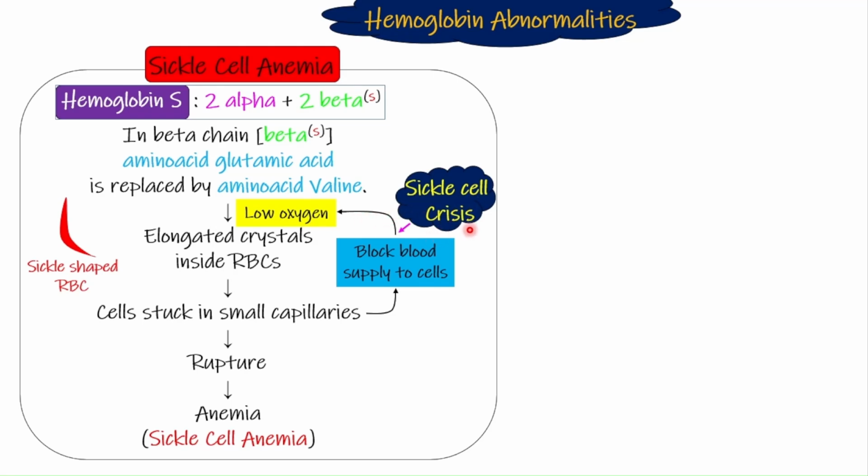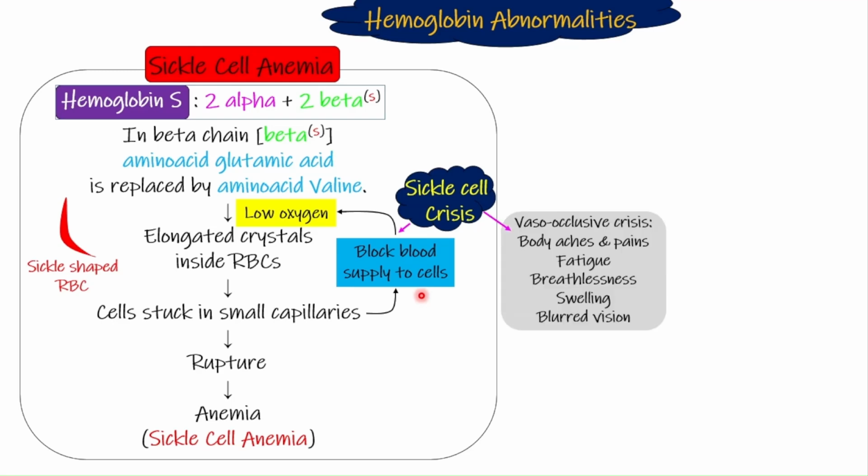So this condition is known as sickle cell crisis. Now in sickle cell crisis, there will be severe anemia, and there will be severe blockade of blood vessels. So this condition is also known as vaso-occlusive crisis. Vaso-occlusive, that is, the blood vessels are being occluded by these abnormal RBCs.